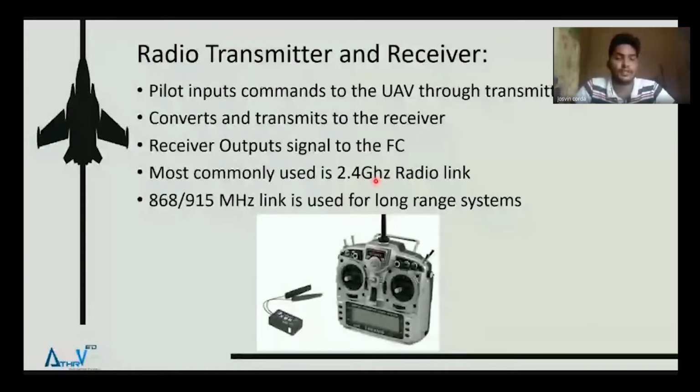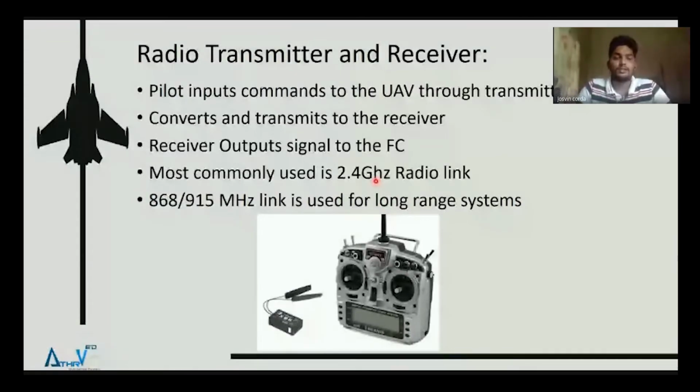And this radio signal, commonly used, is a 2.4 gigahertz radio link. We also use 868 and 915 megahertz links, but they are mainly used for long range systems, because as the frequency decreases, the penetration power and the carrying capacity of the radio wave increases.